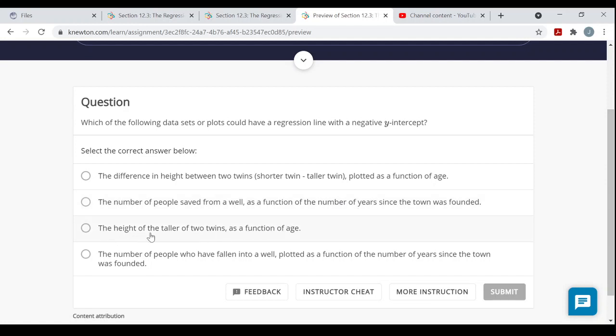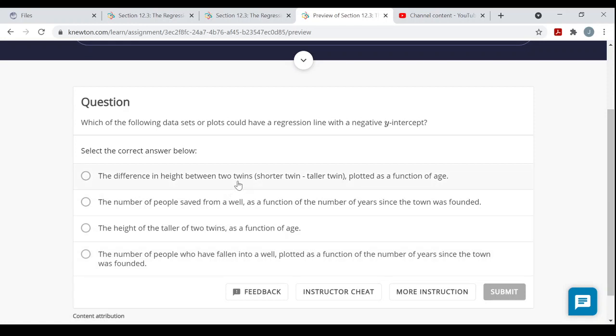Here, the height of the taller of two twins as a function of age. Well, again, height has got to be a positive number all the time, so even at age 0, the height of the taller baby. Again, if you think of age 0 as being newborn, and you take the height of the taller baby, that's going to be a positive number. So again, this can't have a negative y-intercept. The number of people who have fallen into a well, plotted as a function over time, again, the same thing. The number of people who have fallen into a well has got to be a positive number.